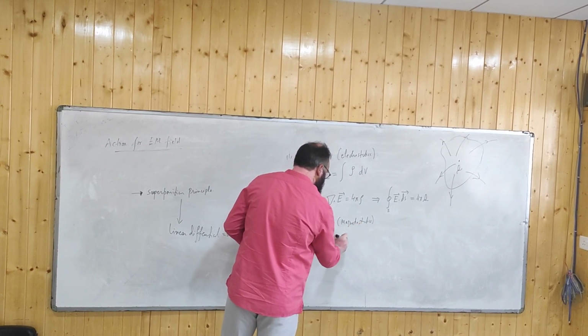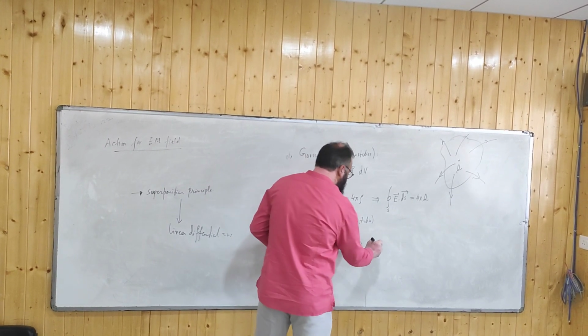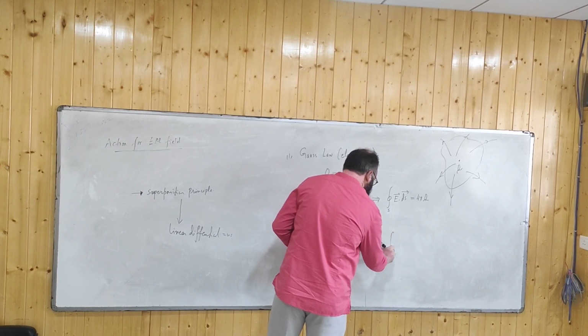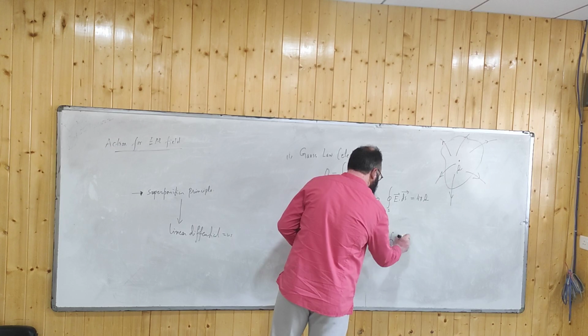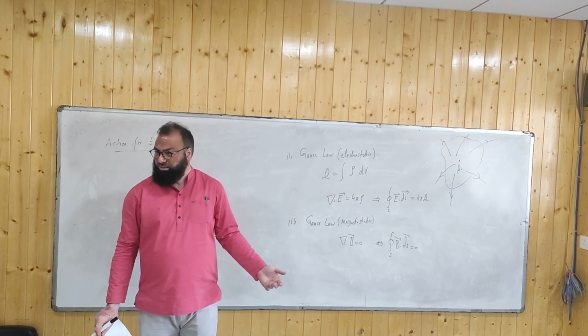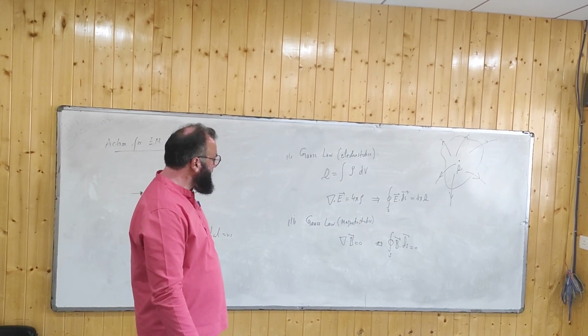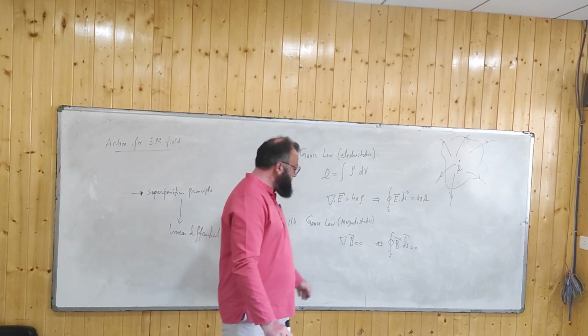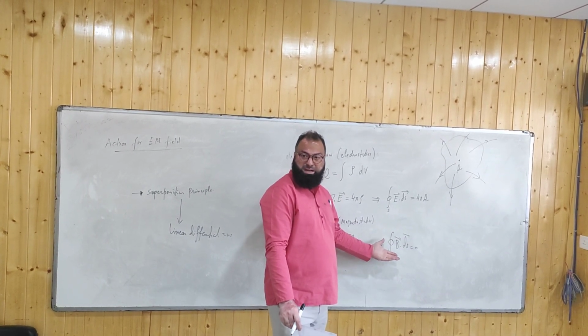So it is del dot B is equal to 0, or the integral over a surface. What is the interpretation of this law? There are no magnetic monopoles. Magnetic monopoles do not exist. It means the total flux emerging from a given surface S is equal to 0.